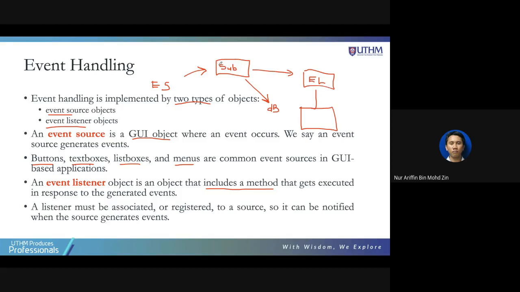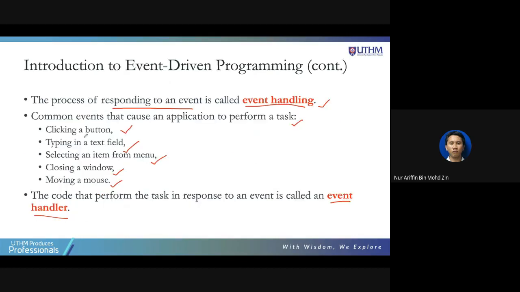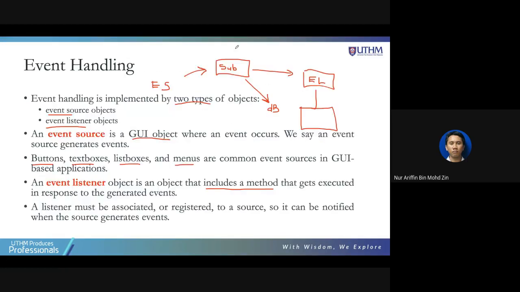It is not necessarily a button. It can be a text field. It can be a drop down list. It can be when you click the close button of a window. So an event source can be a lot of GUI components, GUI objects. The event listener is actually the code itself, or in the programming part we call it a method, a function, that gets executed in response to the generated event.